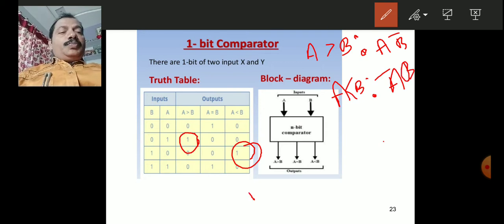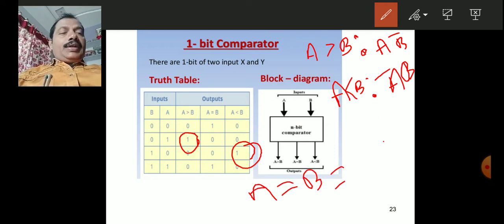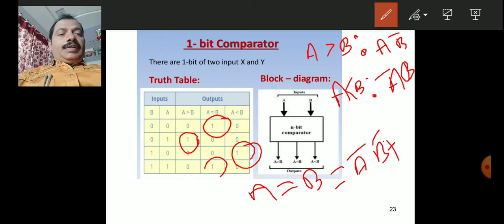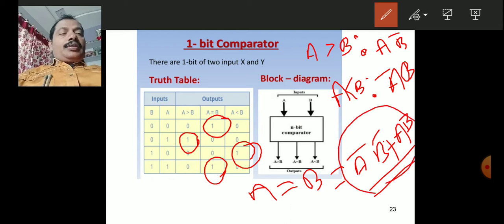For A equals B, you can write like this: A bar B bar plus another one here, A B. So this is the output. This is the exclusive NOR. It is exclusive NOR, so that you have to keep in mind.